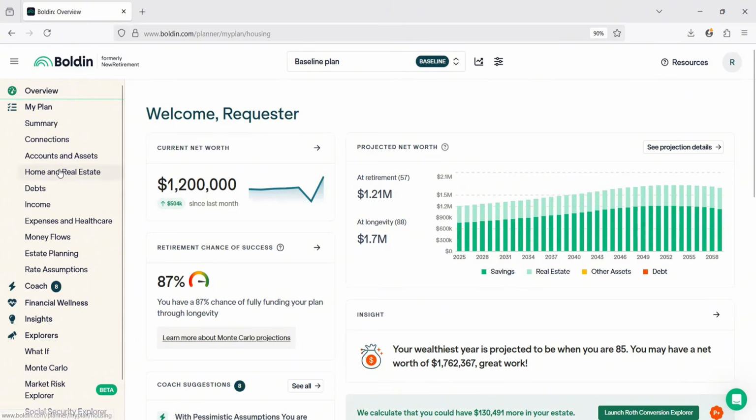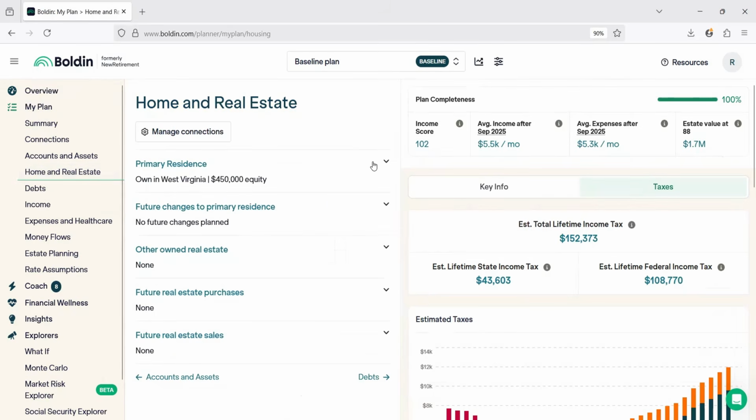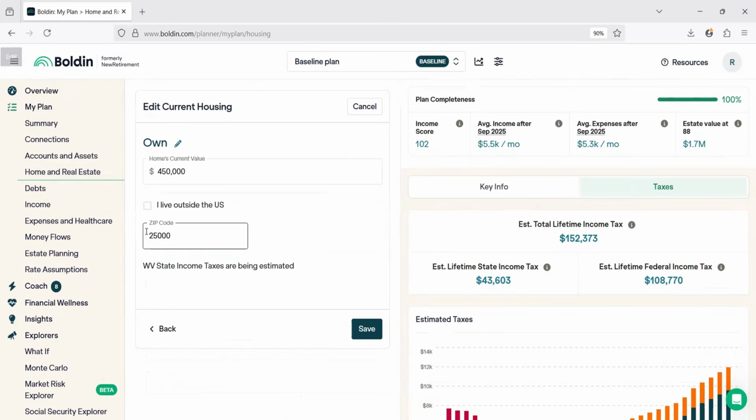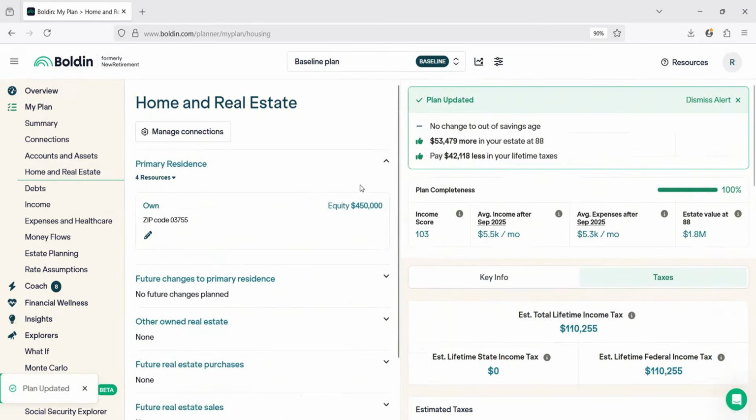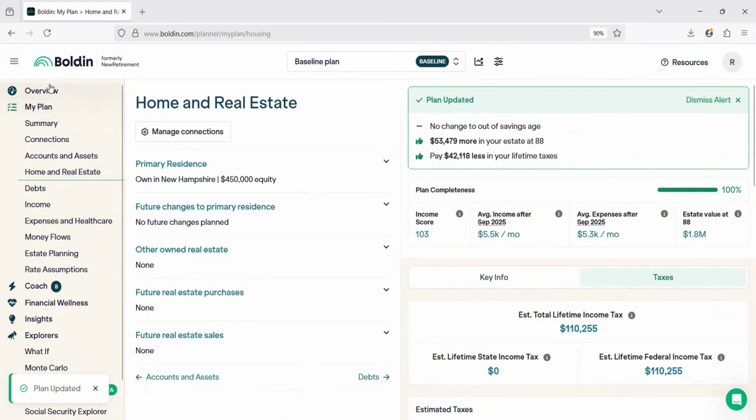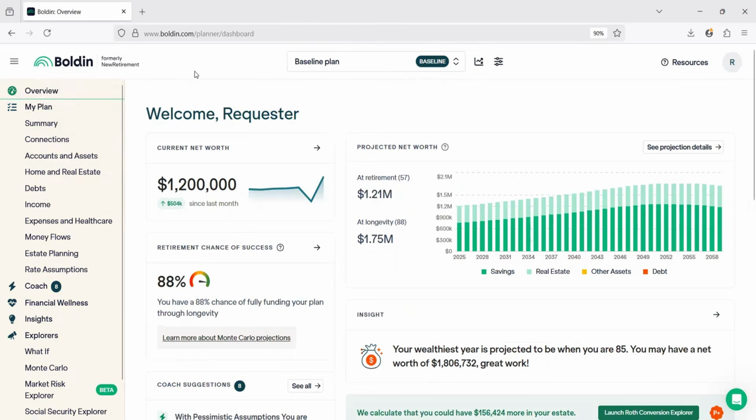And then, of course, if you were living in a state that didn't have income tax, like New Hampshire, or I did Florida earlier, now you've got 88. So you're looking really good.